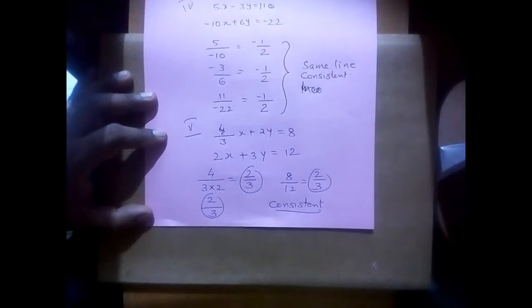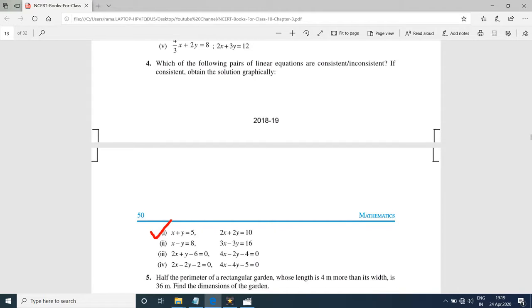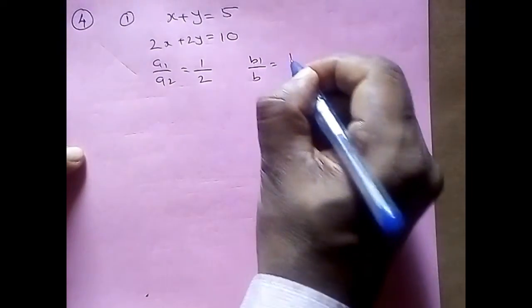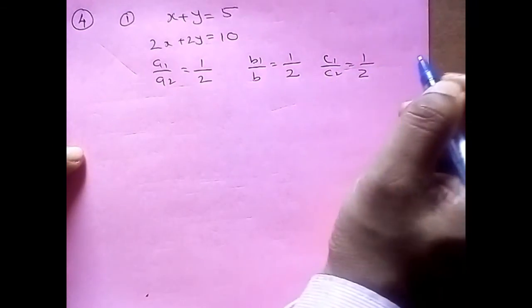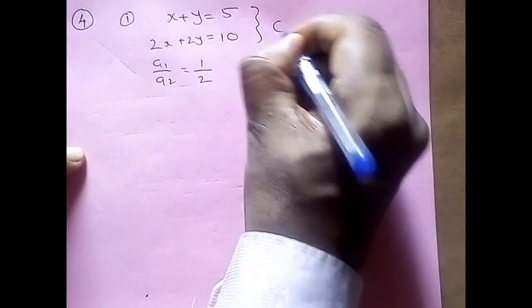Okay, now moving to question number 4. Which of the following pairs of linear equations are consistent or non-consistent? If consistent, obtain the solution graphically. So first question, x plus y equal to 5, 2x plus 2y is equal to 10. A1 by A2 equal to 1 divided by 2, B1 by B2 is equal to 1 divided by 2, C1 by C2 is equal to 1 divided by 2, which means both these equations are coincident.